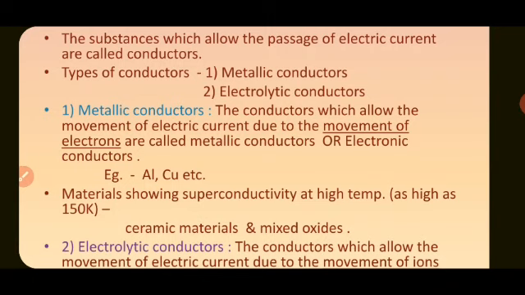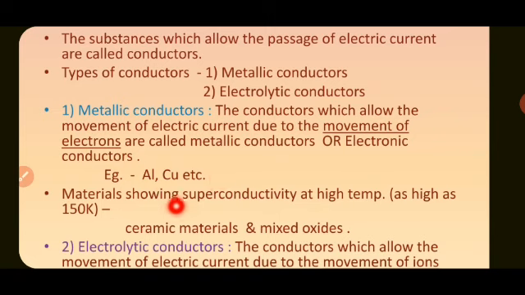So what is a metallic conductor then? The conductors which allow the movement of electric current due to movement of electrons. So this is a very important part. Movement of electrons: they are called metallic conductors, or also electronic conductors. Which examples can we give? Any metal, that is aluminium, copper, etc.